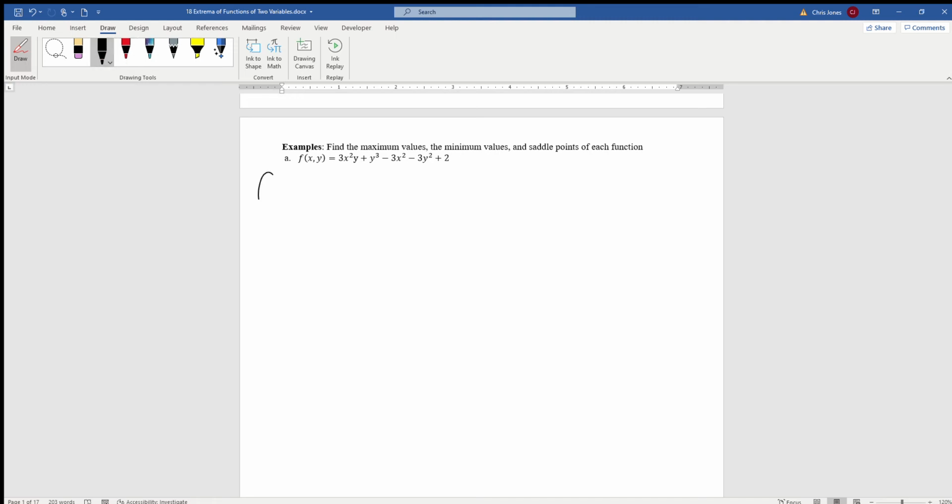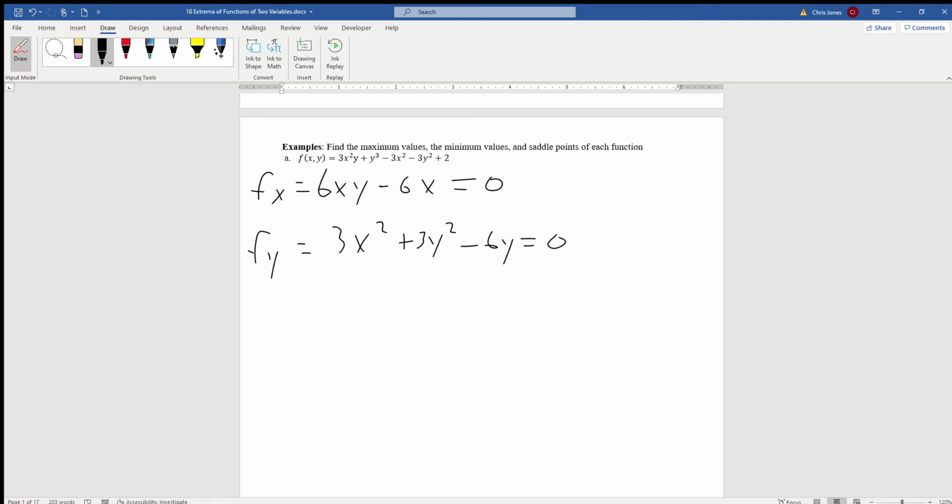Finding the partials to find the critical points. Fx, easy: 6xy minus 6x. Really easy partial. Fy, not as pretty as the first: 3x squared plus 3y squared minus 6y. And remember, we set those both equal to 0 because it's basically a system.